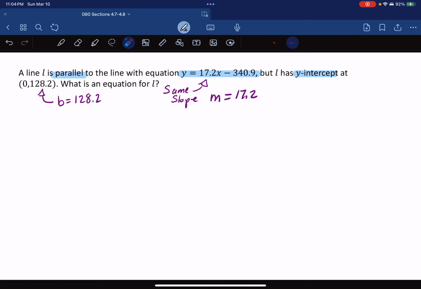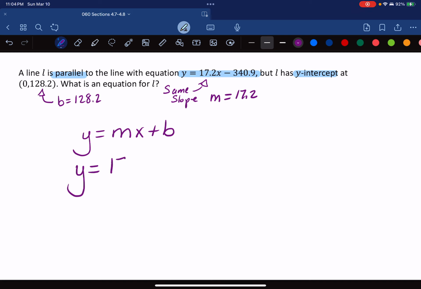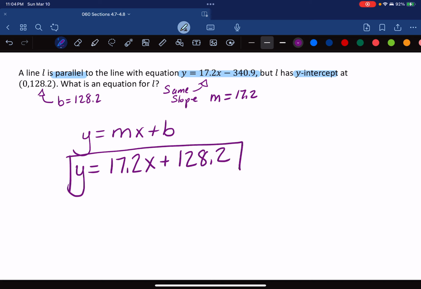Well, we have our slope and we have our intercept. That, to me, looks like we can use the slope-intercept form, y equals mx plus b. If we go ahead and plug in our m and we plug in our b, we now officially have an equation for line L.